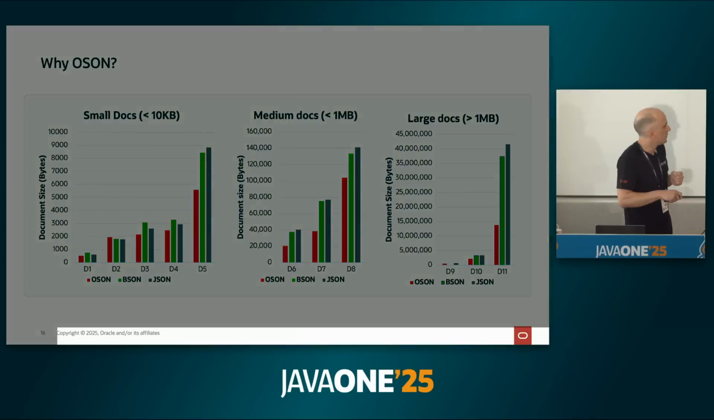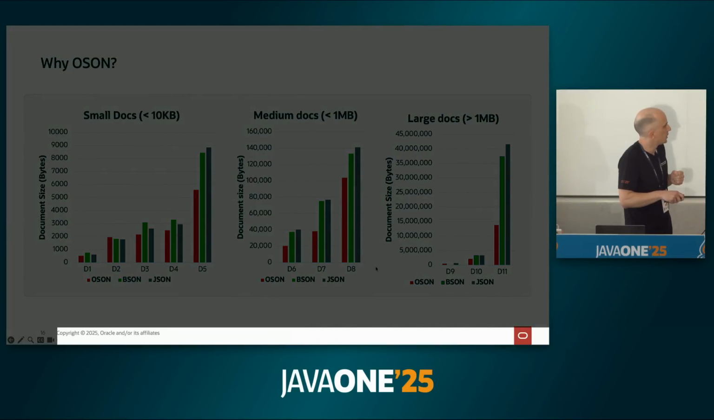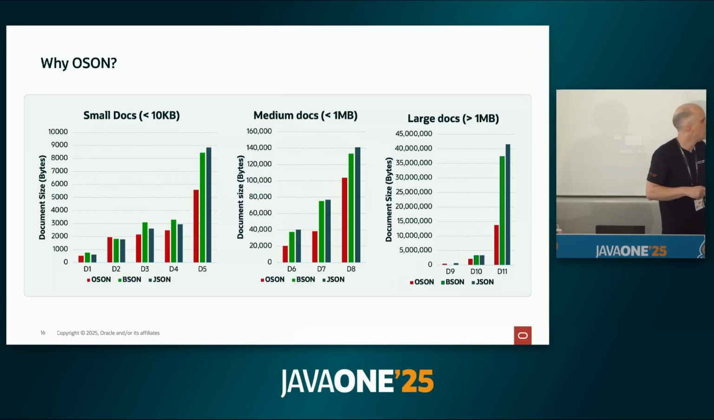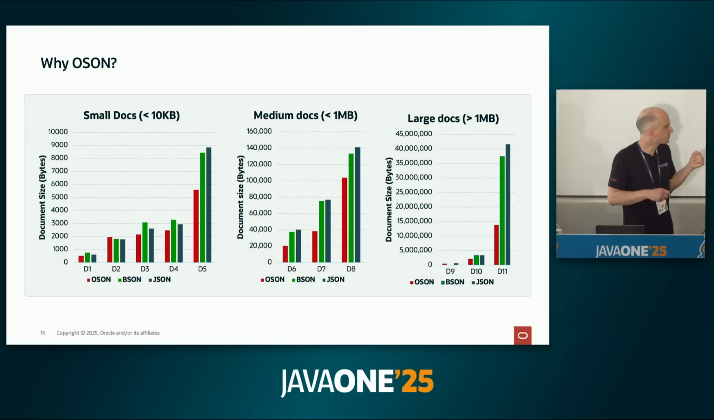So if these documents along here, D1, D2, D3, are different JSON documents that we got from customers, what this is showing is that when the data tends to be small, it's kind of a wash. It doesn't matter. The JSON text, the BSON, the OSON, it's all about the same size. But as the size increases, it gets into the kilobytes, maybe even megabytes, the OSON tends to be a lot smaller. And so what that means is that there's less bits being sent over the network, and there's less I/O happening on disk.